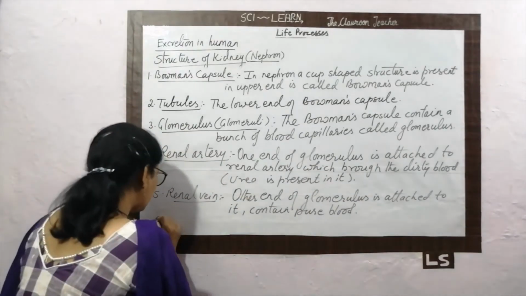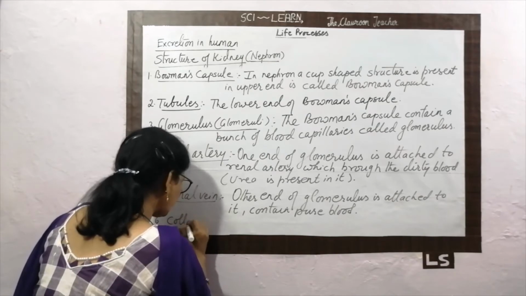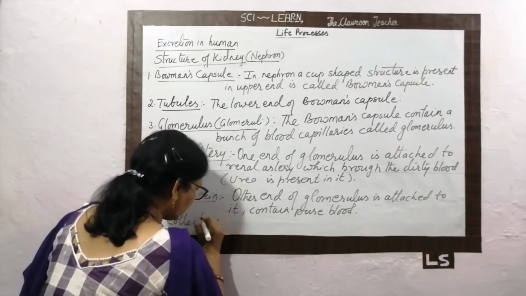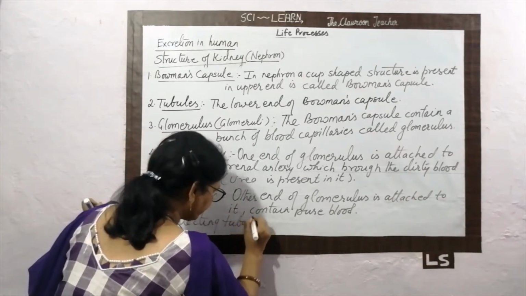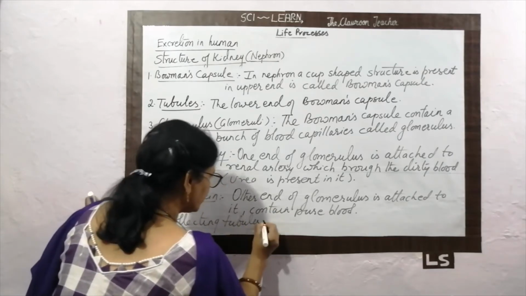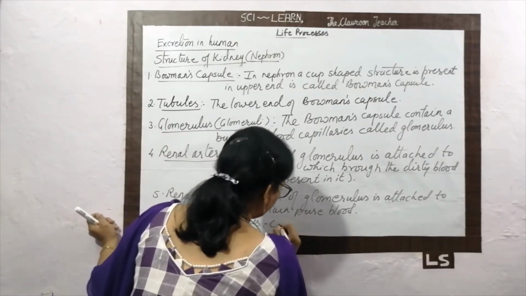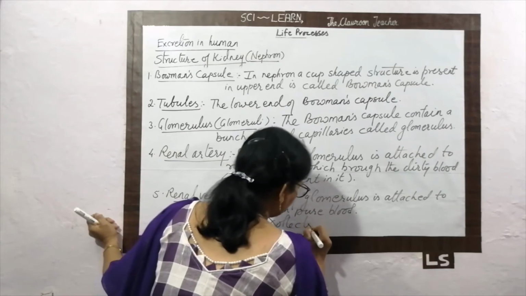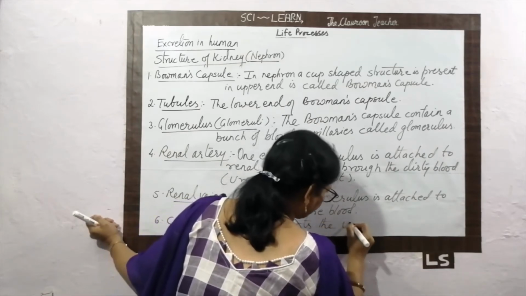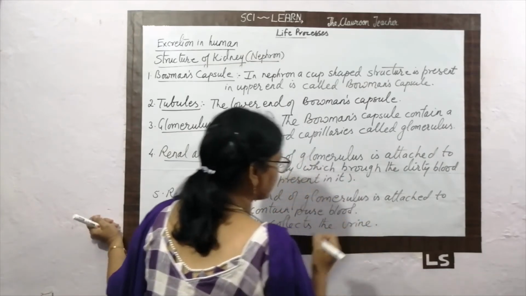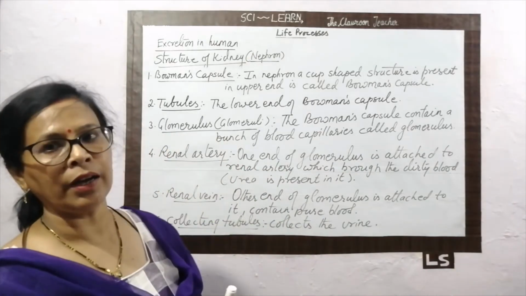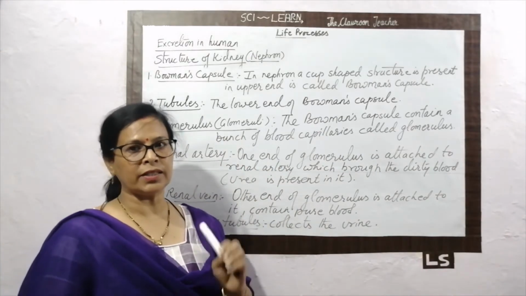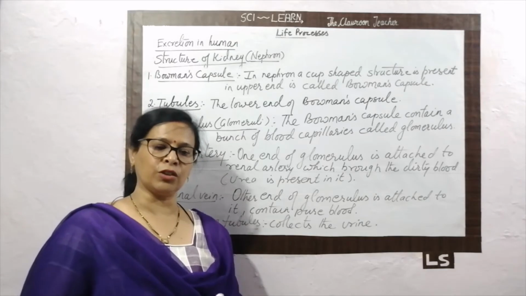Collecting tubules are there. What is the role of the collecting tubules? The collecting tubules collect the urine. What is urine? Urine is a combination of urea and water. So this is about the structure of the nephron or the structure of the kidney.